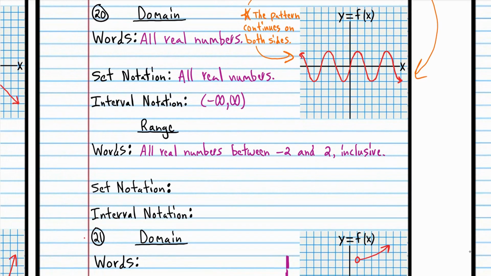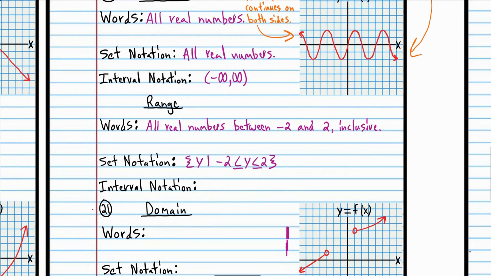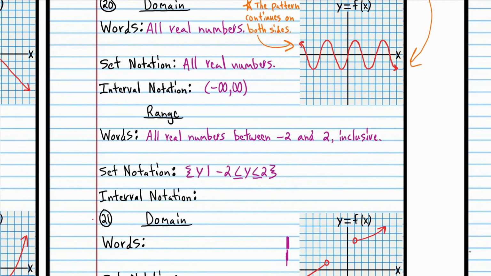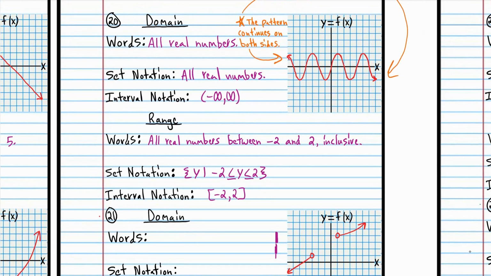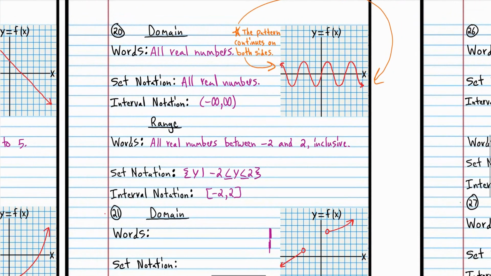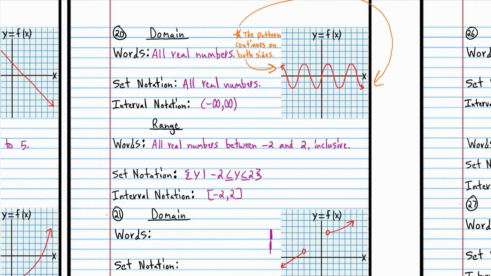So the range is the set of all y values such that y is between -2 and 2, but it can be equal to -2 and equal to 2 also. So you say less than or equal to. And we need brackets for our interval notation. So if you got that one right, good.